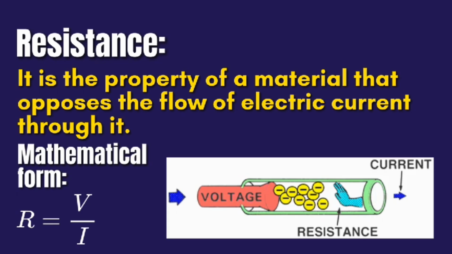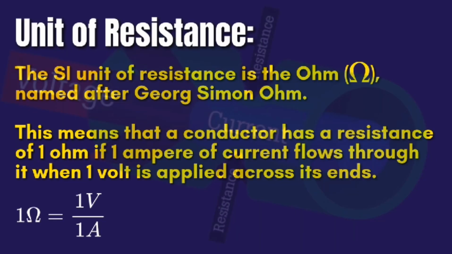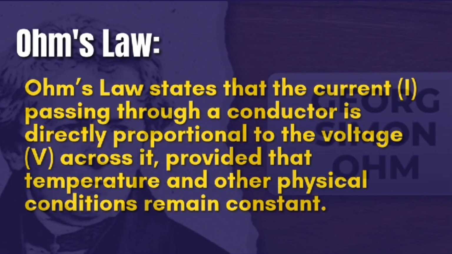Mathematically, resistance is given by Ohm's law. That is, R equals V divided by I, where R is resistance, V is the voltage, and I is current. The unit of resistance is the ohm, that is named after George Simon Ohm. This means that a conductor has a resistance of 1 ohm if 1 ampere of current flows through it when 1 volt is applied across its ends.